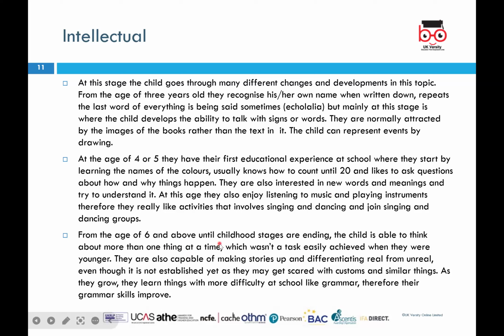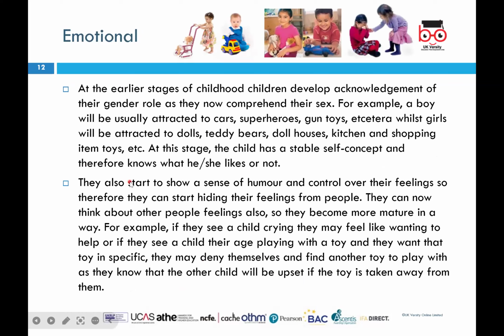And from the age of 6 and above, their childhood starts. This stage starts ending. They're able to think more than one thing at a time. So there's multi-thinking. They have different tasks that they can do. They're capable of making up stories and differentiating the real from the unreal. Again, as I said, different children are different. They have different circumstances. As they grow, the learning becomes harder and it improves. That was the intellectual part.